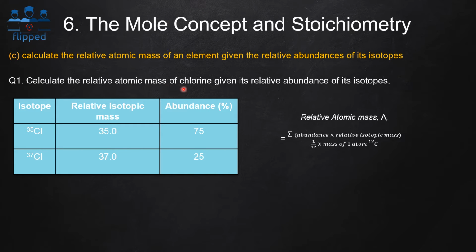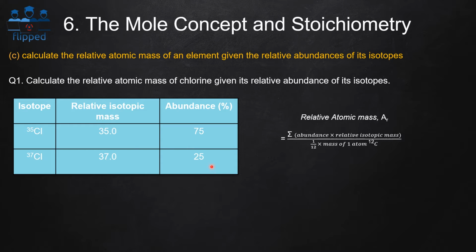Calculate the relative atomic mass of chlorine given the relative abundance of its isotopes. Let me explain this table first. Isotope just means different variations, right? So there are two types of variations of chlorine. One is 35 Cl, one is 37 Cl. 35 Cl has a mass of 35.0 and 37 Cl has a mass of 37.0. The abundance for 35 Cl is 75% and the abundance for 37 Cl is 25%.